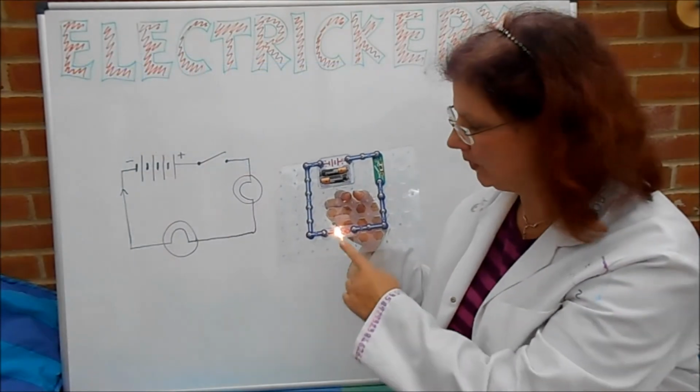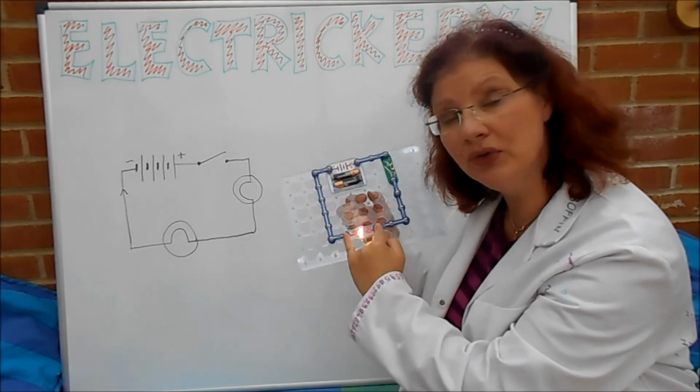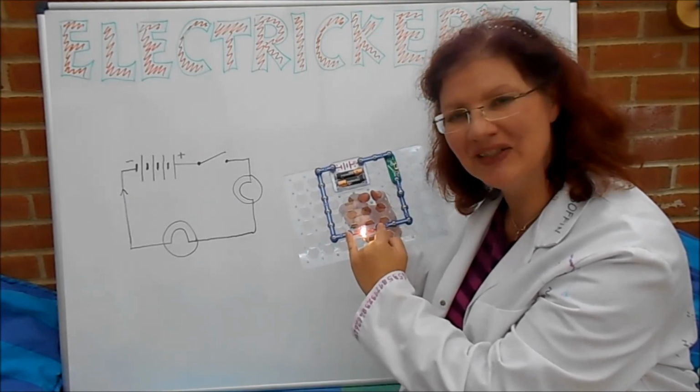Whereas here's what happens when we have just the one bulb in. So we're going to measure the voltage over here, and you'll see that the whole 3 volts is being given to this one light. Here's the video again.